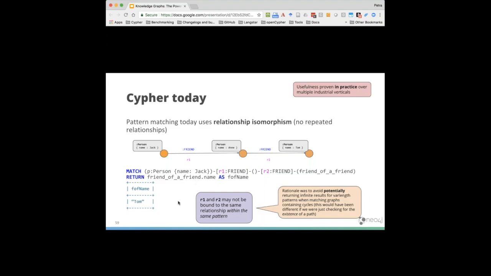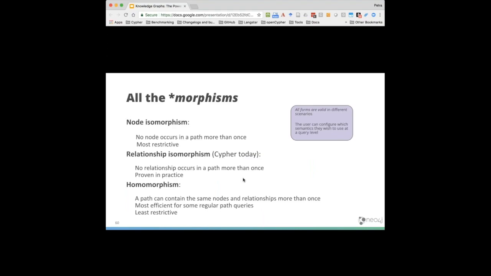And we have found that this approach was never really thought about. It was just the way it was developed, and this is just how things have happened. It's actually proven to be quite useful in that customers get the results they expect to find. But it has come to our attention that sometimes you may actually want to have repeated relationships being allowed.